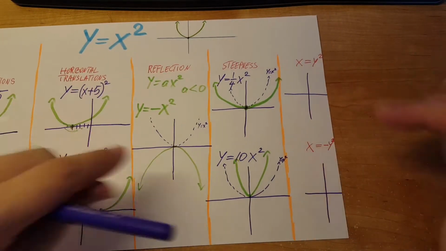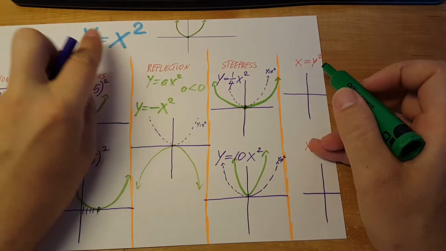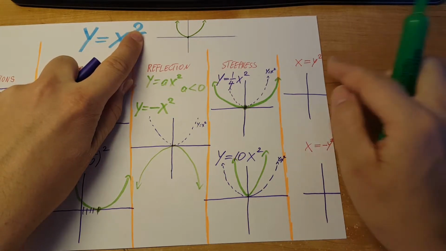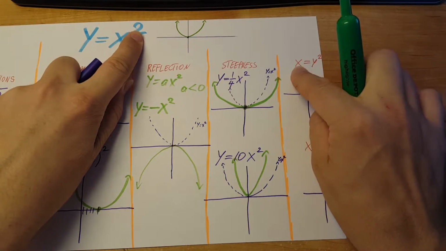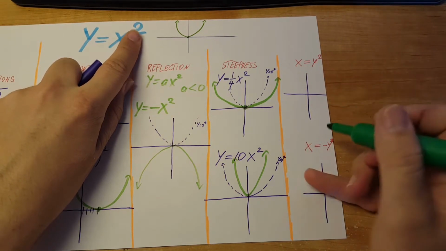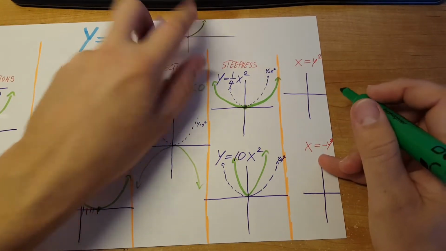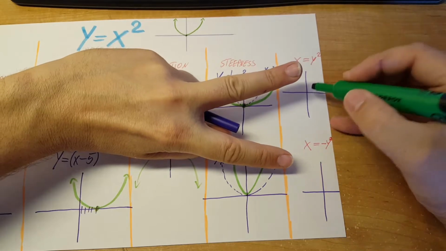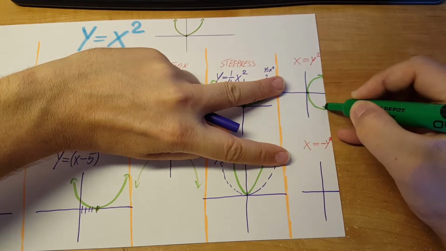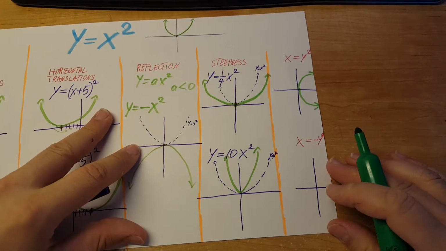Now, let's take a look at what happens if we interchange the two. Here, as you can see, we have y equals x squared. Now let's take a look at it if we make x equals y squared. So in this case, instead of the parabola opening up, we will have it open to the right. There you go.